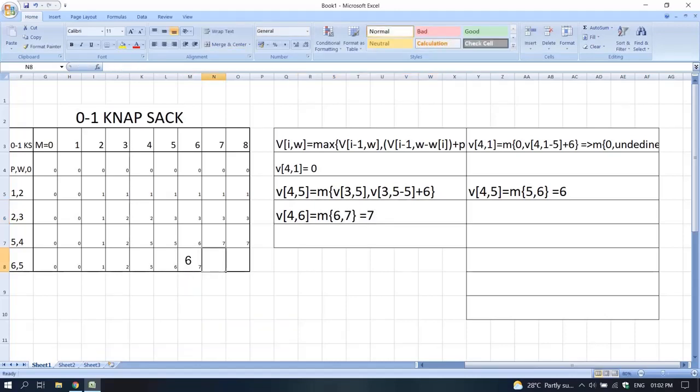Now V[4, 7]. V[4, 7] is the max of V[3, 7], which is 7, and V[3, 2] plus 6, which is also 7. That's equal to 7, so we will put 7 over here. And the last box is going to be our answer: V[4, 8].